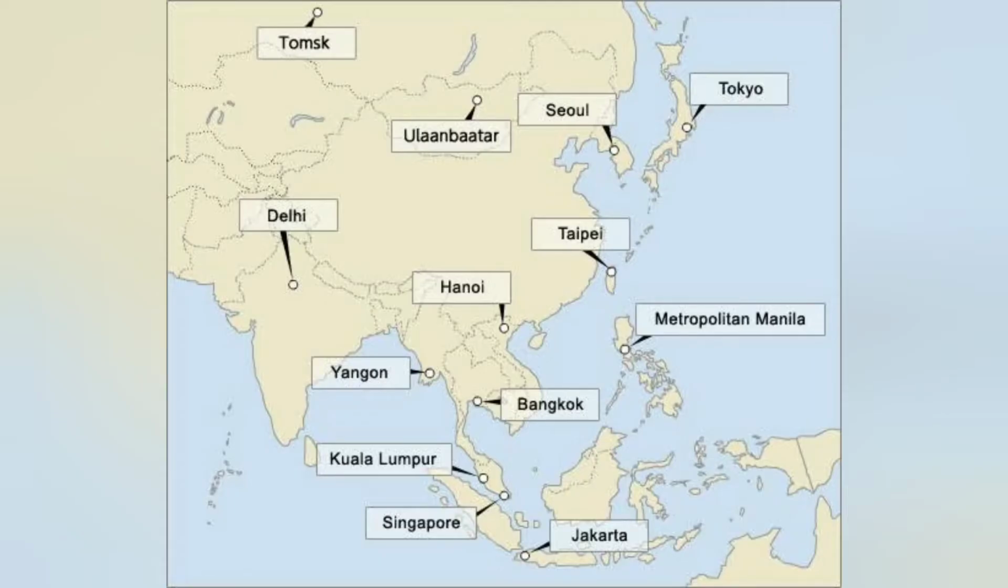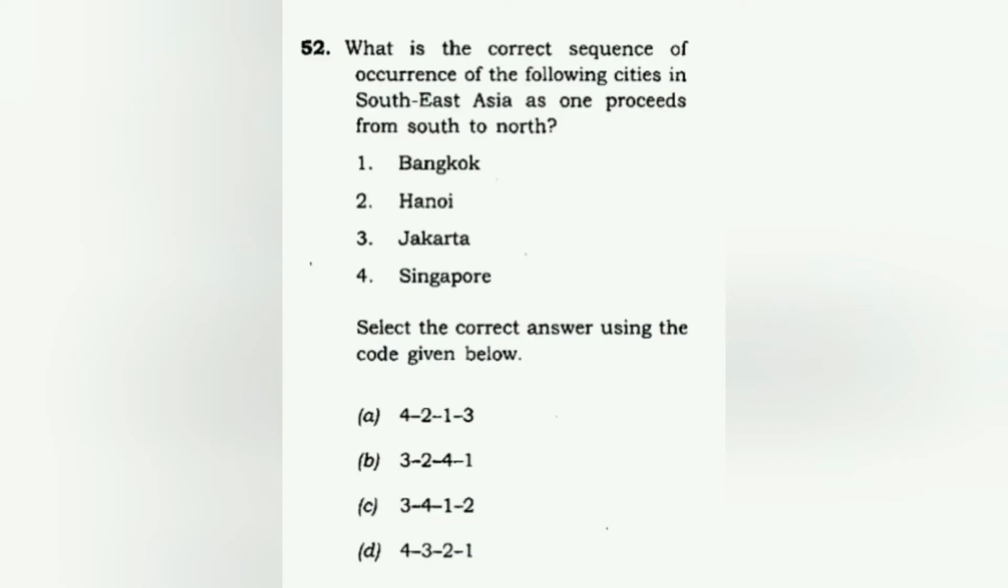So yeah, Hanoi is in Vietnam, Bangkok is in Thailand, Singapore is Singapore City, and Jakarta is in Indonesia. Now they are asking south to north, so we go from down to up. So we have Jakarta, then Singapore, then Bangkok, and then Hanoi. So it is 3, 4, 1, 2. So the answer is C, 3412. That is, first is Jakarta, then Singapore, then Bangkok, and the last is Hanoi when one proceeds from south to north.